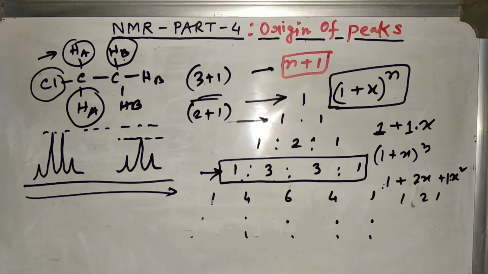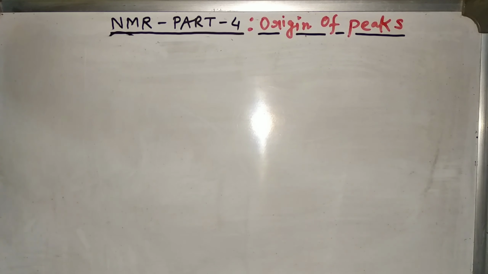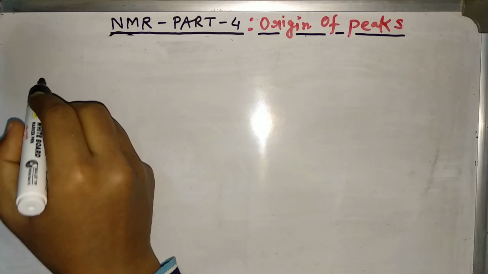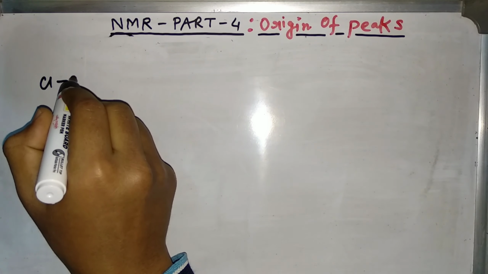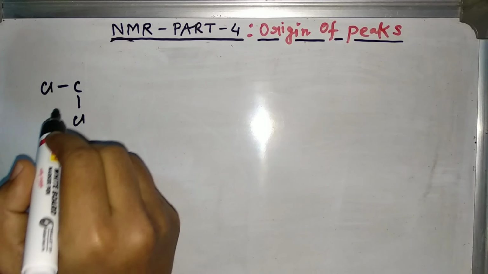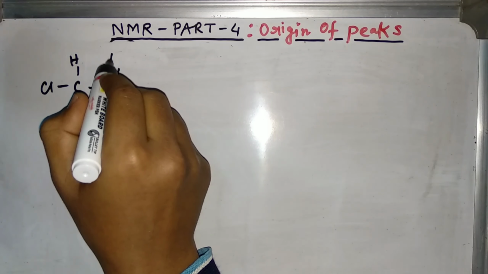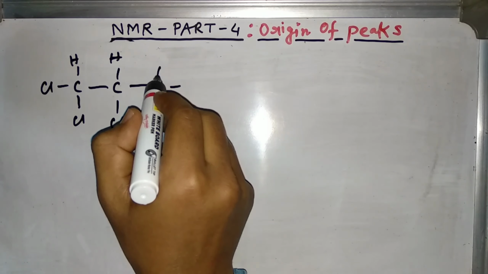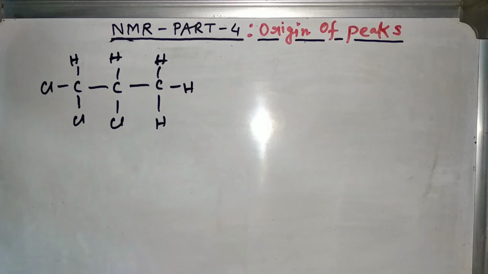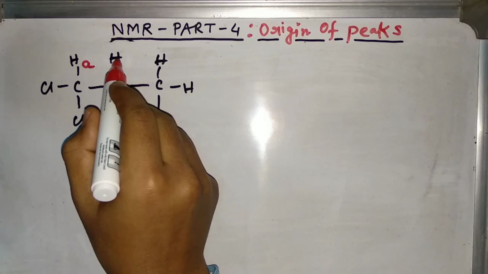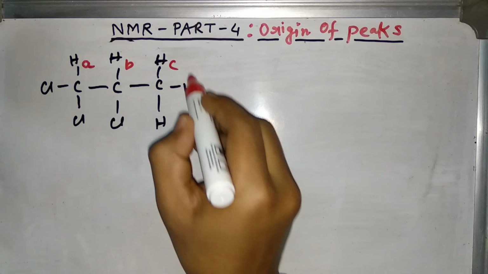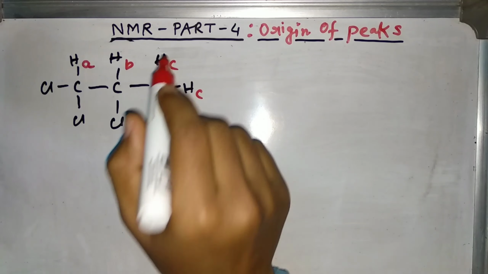Okay, so now I want to go further deep and make your concept totally clear. So let's take an example like this. This is carbon, this is chlorine, this is hydrogen, and also this is carbon, this is chlorine, this is hydrogen, and also another system. This is hydrogen, this is hydrogen, this is hydrogen. Suppose this is marked as HA, this is represented as HB, and these are represented by HC, HC, HC. Why HC? Because these three are chemically equivalent.